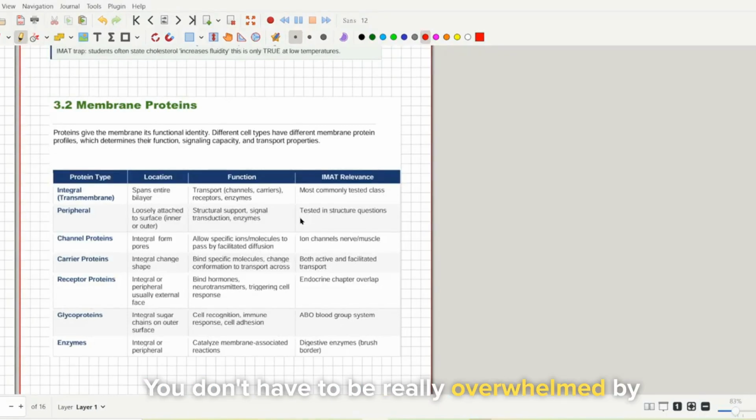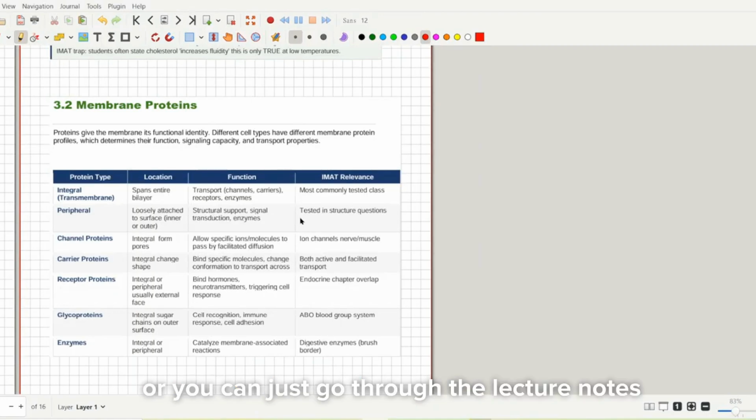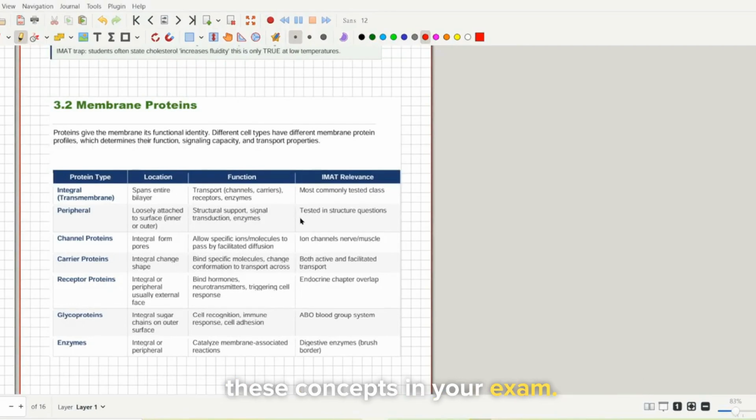You don't have to be really overwhelmed by this lecture. You can always take it again and again to understand these concepts and definitions. Or you can just go through the lecture notes that will be given to you again and again, because these concepts are really important. Believe me, you don't want to miss these concepts in your IMAT exam.